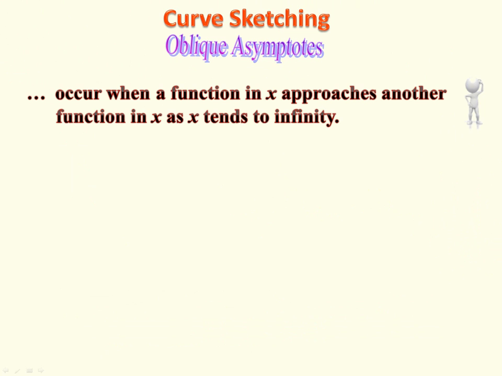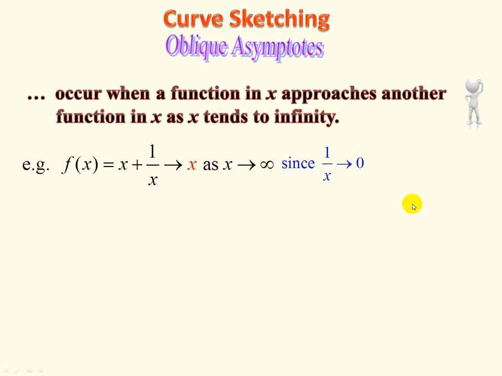So, oblique asymptotes occur when functions approach other functions as x tends to infinity. Have a look at this one. Here's the function 1 over x. Now, as x tends to infinity, 1 over x tends to 0. So as x tends to infinity, x plus 1 over x will tend to x plus 0, which is x. So what we're saying is that it is tending to x as x tends to infinity, which means y equals x will be an asymptote.